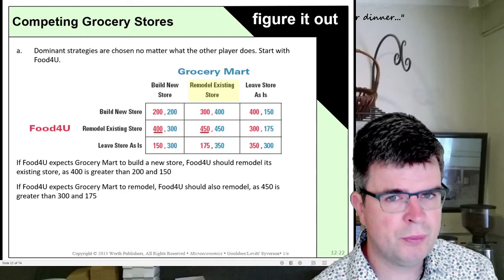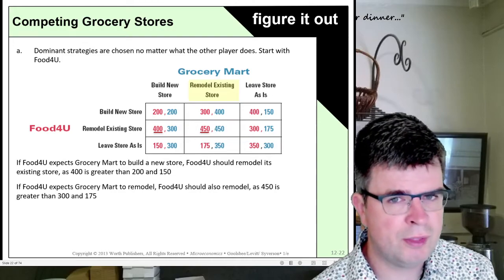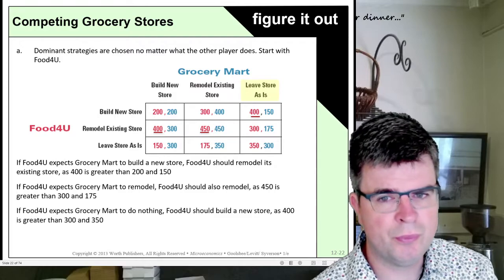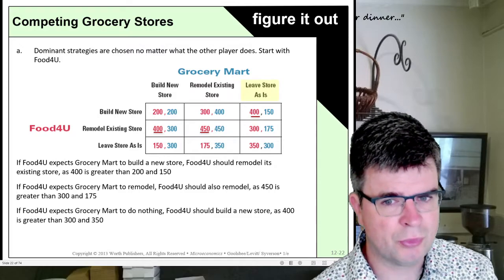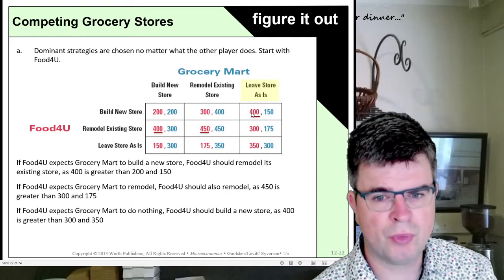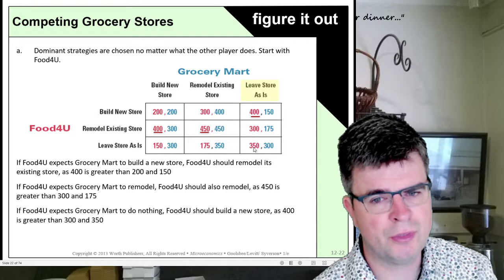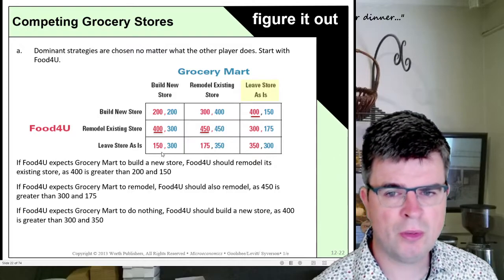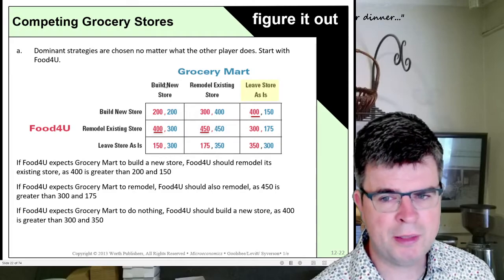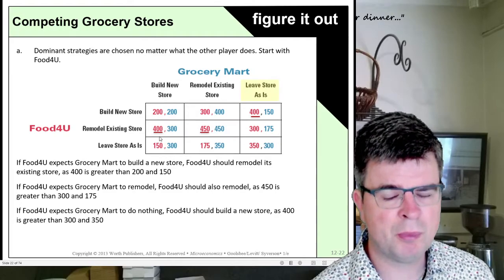If Food for You expects Grocery Mart to leave the store as it is, then it's optimal for Food for You to build an entire new store, because in that case it would obtain a profit of 400 instead of the 300 or 350. So what we do is, for each action by the opponent, we look at what is optimal for Food for You.